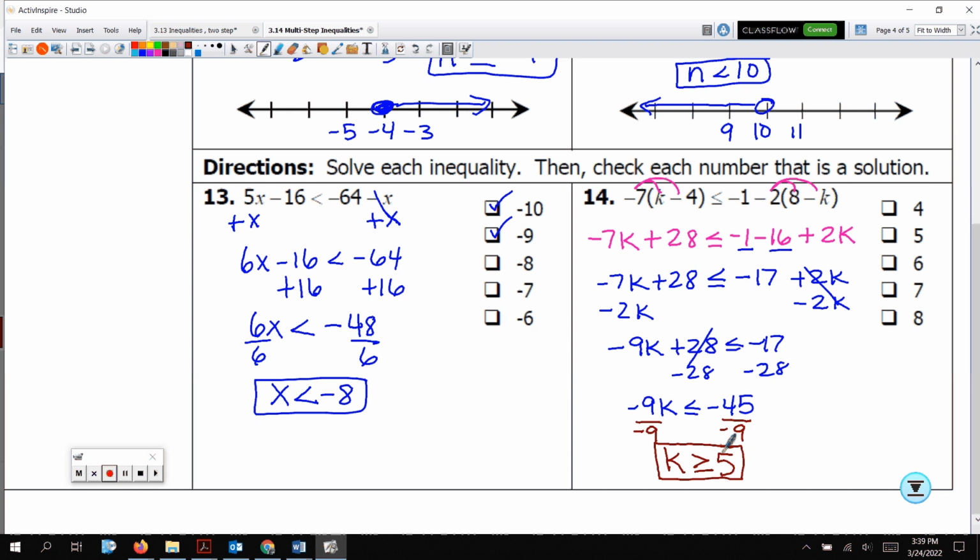All right, let's check our numbers. k is greater than or equal to 5. Well, 4 isn't bigger than or equal to positive 5, sorry. But 5 is equal to 5. 6 is bigger than 5. 7 is bigger than 5. And 8 is bigger than 5. Ooh, all but 4. Nice.